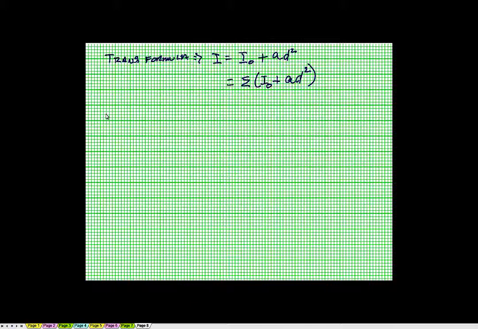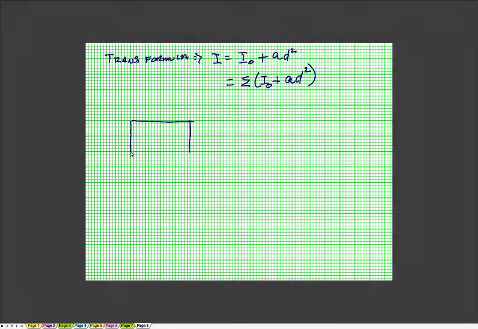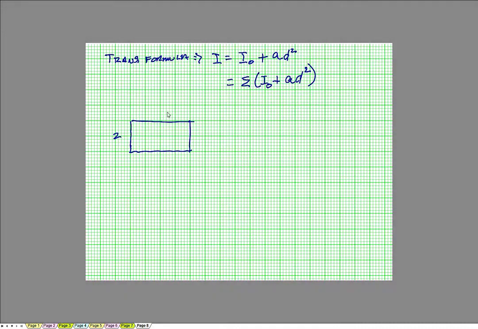As an example, let's say I have a 2x4 shape, and I have an axis down here that is 2 inches below my shape. There's the centroid of the actual part right there.